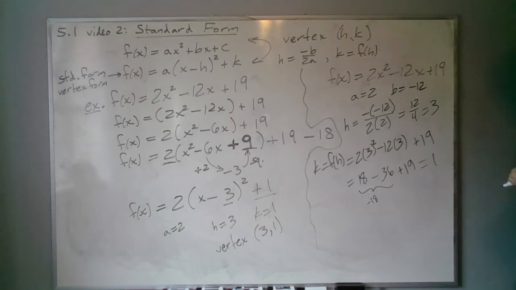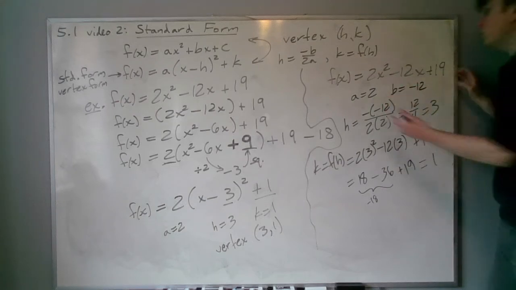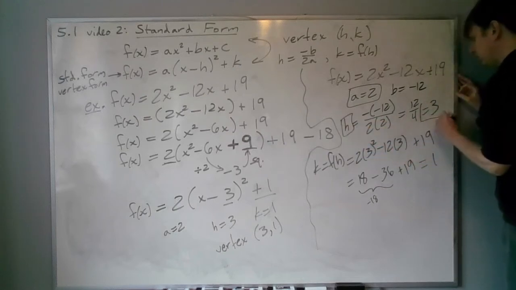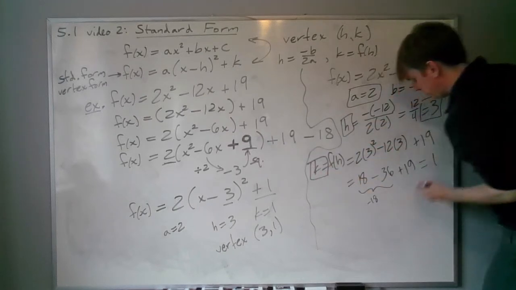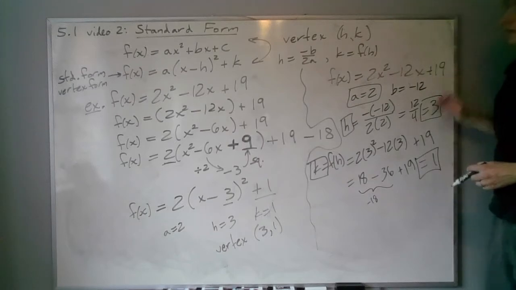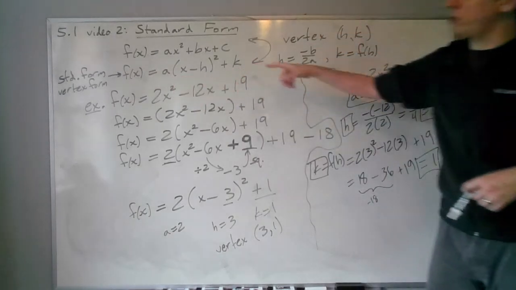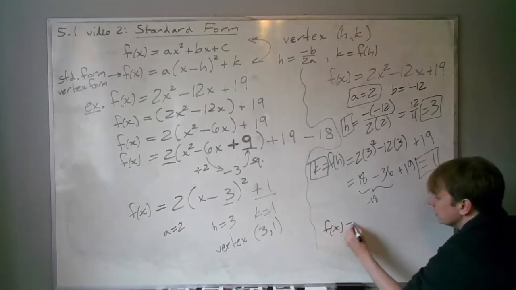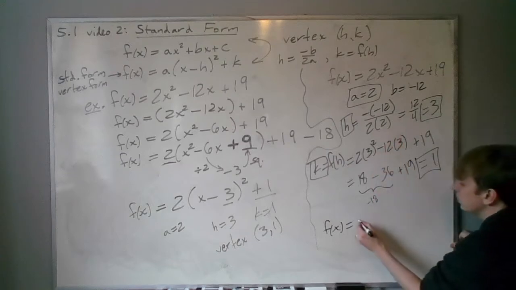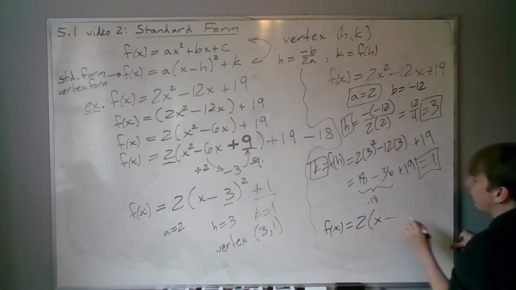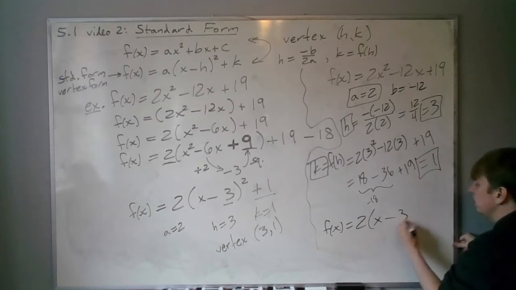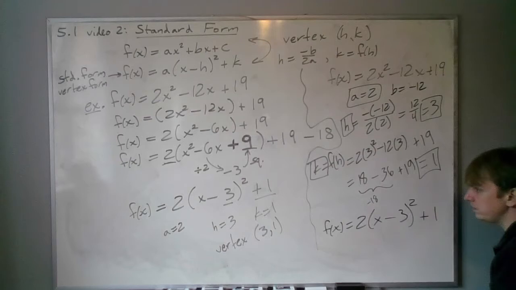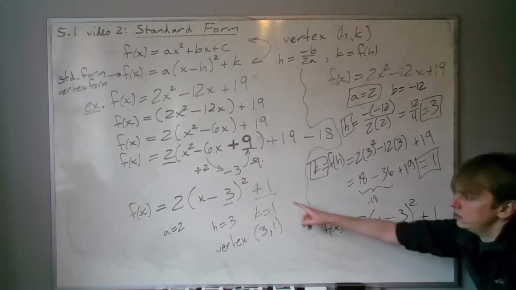K is 1. Okay, so if I know a is 2, h is 3, and k is 1, then all I have to do is plug into this formula. Well, remember the formula and then plug into it. And so I would get f of x is equal to a, 2, parentheses, x minus h, 3, squared, plus k, which is 1. So notice we got the same answer.